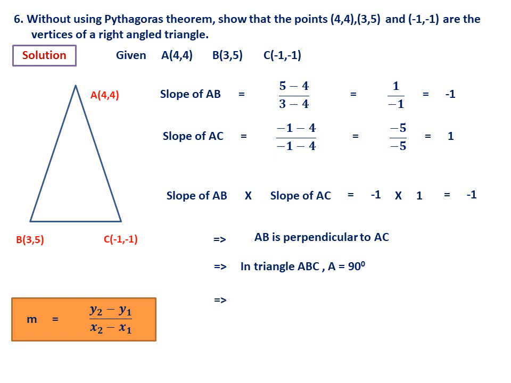As I told you, the diagram is not correct. It is just to understand. So this implies triangle ABC is a right angle triangle.